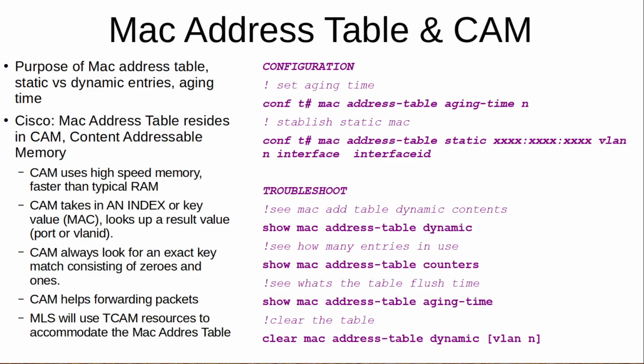And the CAM used to take an index or key value, look it up in a very fast manner, and provide a result value. So the CAM only used an index or key value and a result value. For instance, an index or key value could be a MAC address, and a result value could be a port number or a VLAN ID. Now, newer switches or multi-layer switches will use TCAM to accommodate the MAC address table.